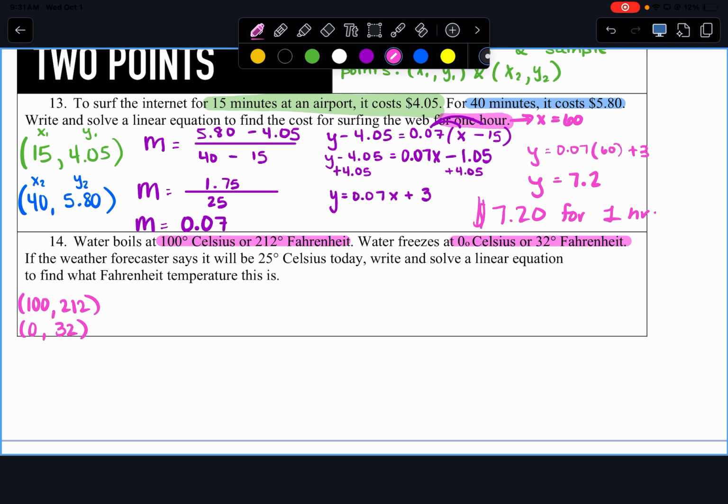Is your x always going to be first? Pretty much, yes. Our x will almost always be first. And in the ones I give you, it will always be first.